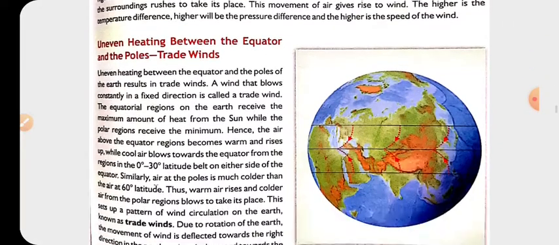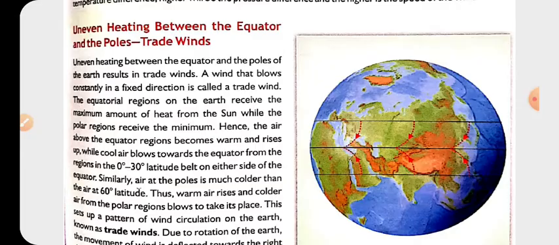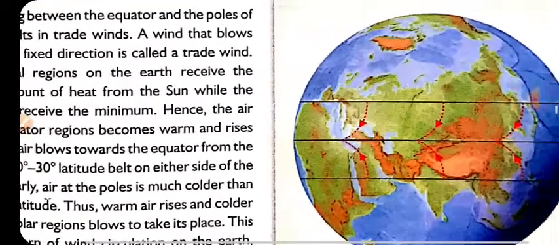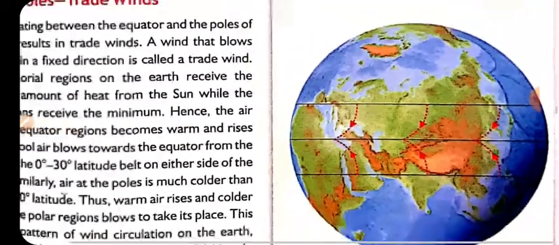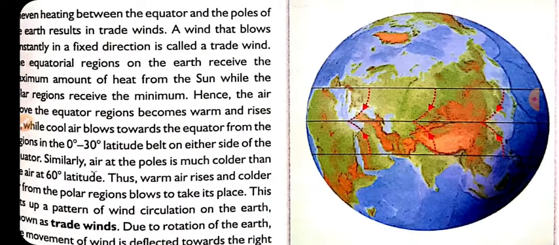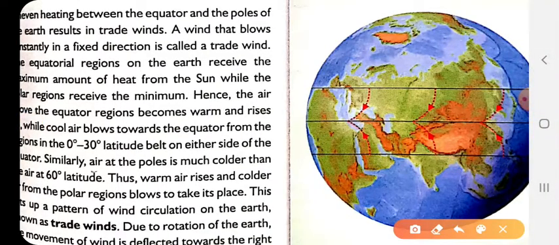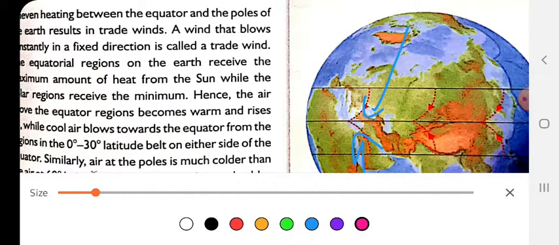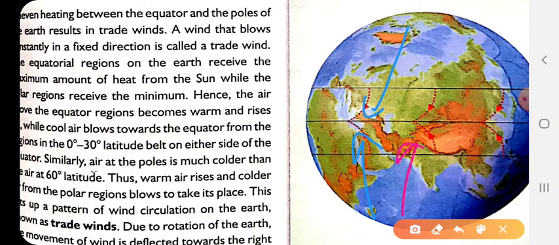Clear? One more example is the uneven heating between the equator and the poles. Let us study about this. What are the trade winds? We have also discussed trade winds in the previous chapter. These are the winds which blow from the poles towards the equator, and we call them trade winds, right? They keep on blowing from all over the poles towards the equator.